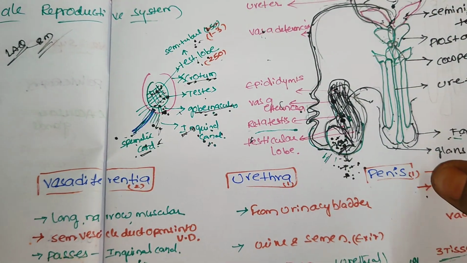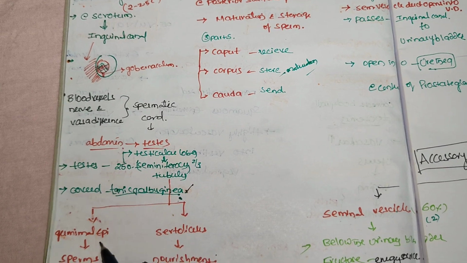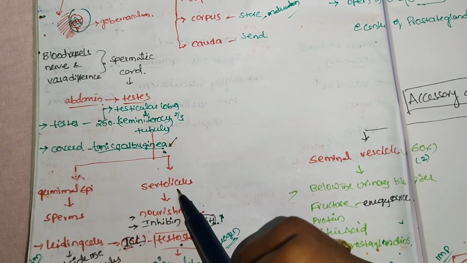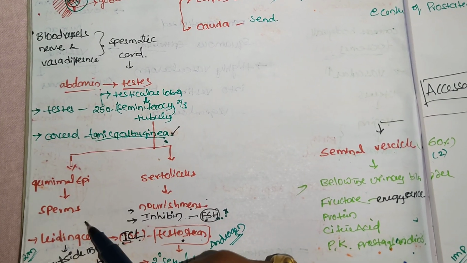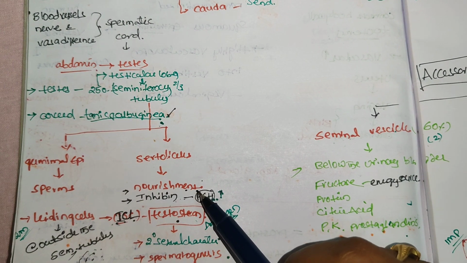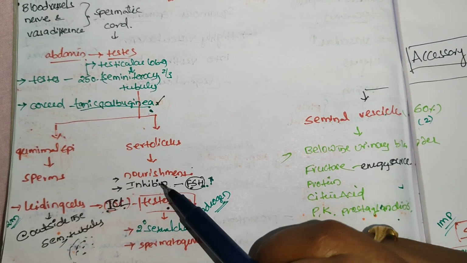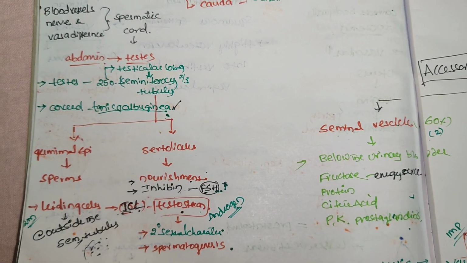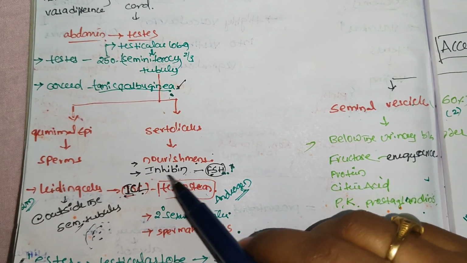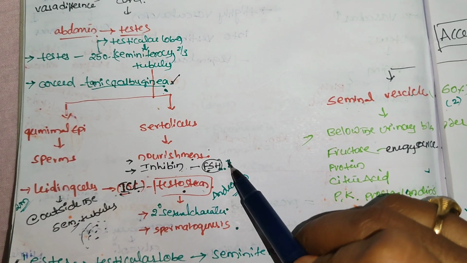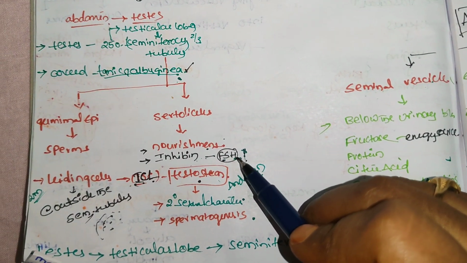In these seminiferous tubules we have two types of cells: germinal epithelium and Sertoli cells. The germinal epithelium is responsible for spermatogenesis, producing sperms. Sertoli cells are responsible for the nourishment of sperms. The inhibin hormone is also produced by the Sertoli cells. What is the function of inhibin? As the name indicates, inhibin inhibits or controls the follicle stimulating hormone.